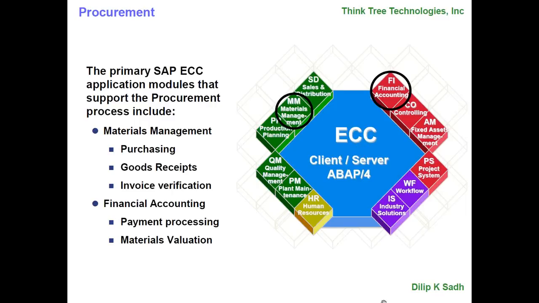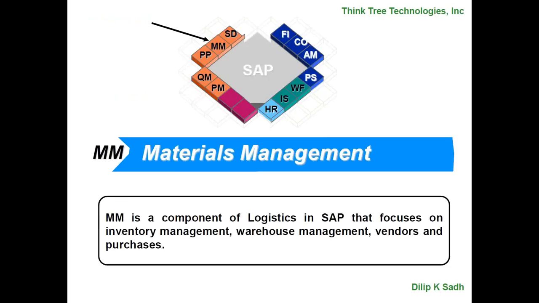SAP ERP is now also called SAP ECC, which stands for Enterprise Central Component. It is based on client-server technology. Almost the entire SAP is written in a programming language called ABAP. ABAP is Advanced Business Application Programming, a fourth generation programming language. Almost the entire SAP, with some exceptions, is written in ABAP.